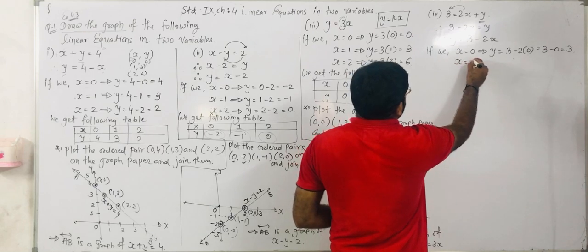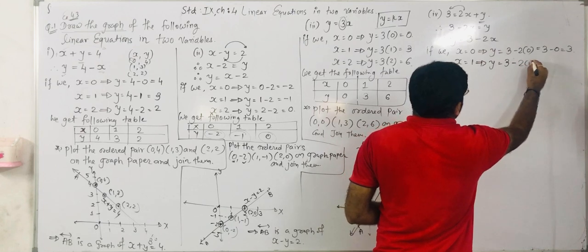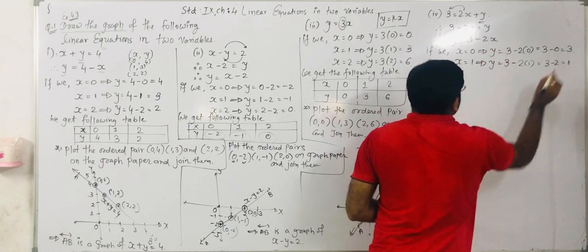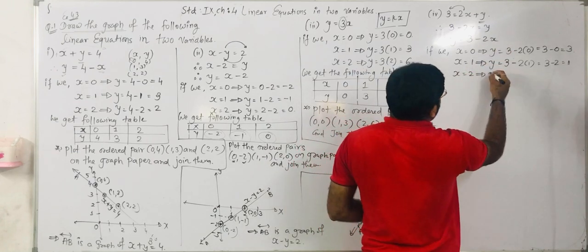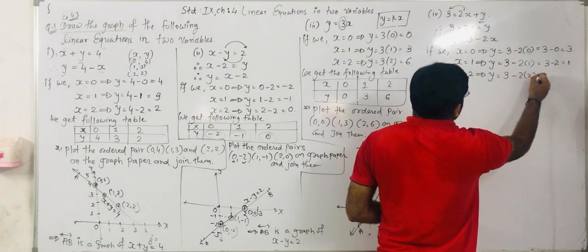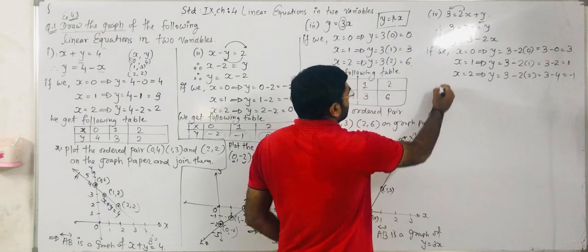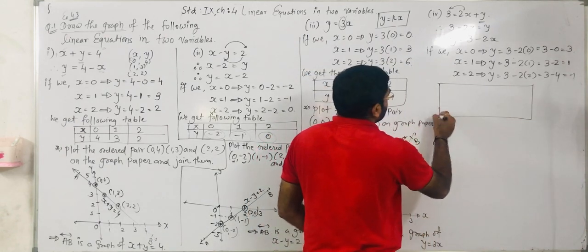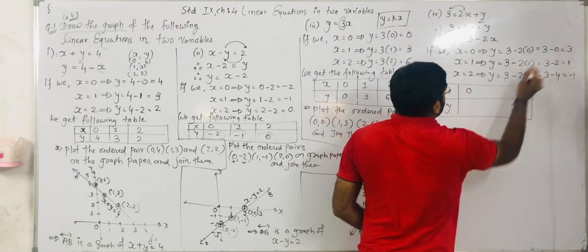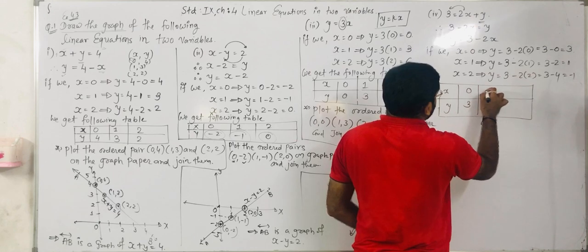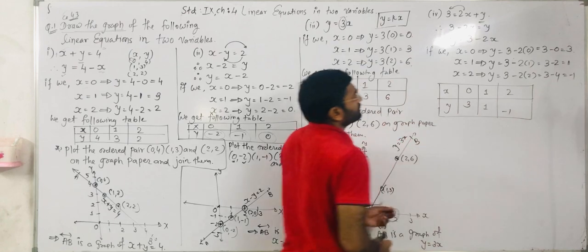Same way, suppose we take x is equal to 1, then we get y is equal to 3 minus 2 times 1. So we get 3 minus 2 is equal to 1. Suppose you take x is equal to 2, right? So we put here x is equal to 2. So 3 minus 2 times 2. So you get 3 minus 4. So we get minus 1. So we get the following table, in which x and y coordinates we have to write. When we take 0, then y value we get as 3, and x value is 1, and y value is 1, x value is 2, and y value is minus 1.